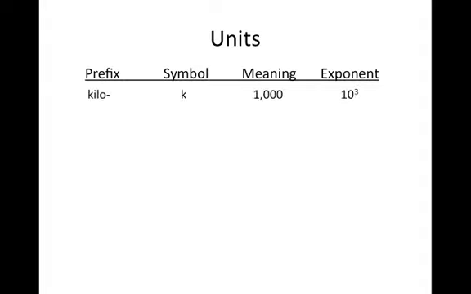The prefix kilo, with a symbol K, means 1,000. The prefix hecto, with a symbol H, means 100. The prefix deca, with the symbol Da, means 10. We then have the base unit, such as meters or grams or seconds, with no symbol. The meaning is 1 with just the base unit.